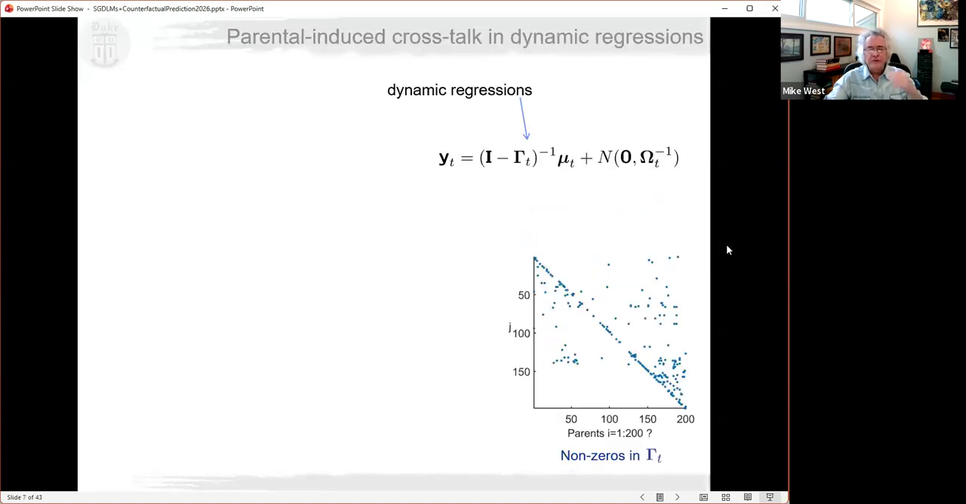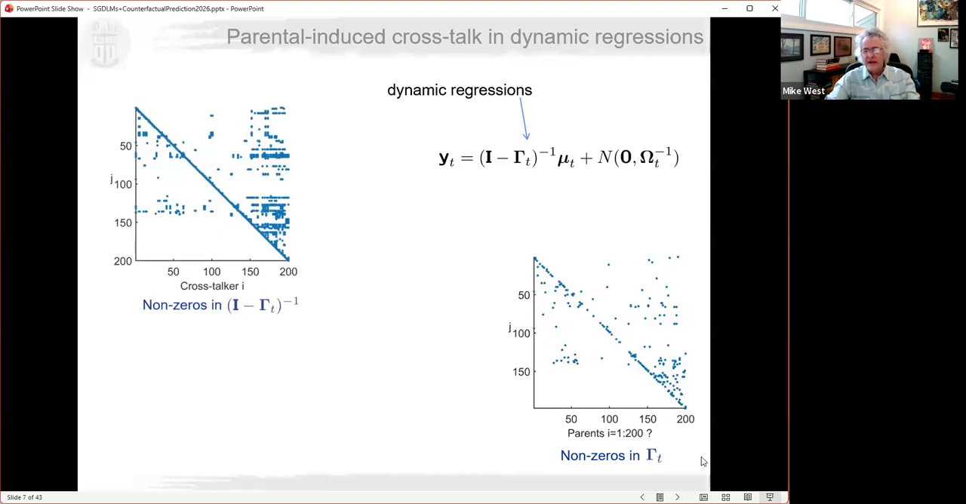I want to talk a bit about the structure of these models. So this is the reduced form. Let's look first at the implication. Remember this mu vector, element by element, it's series-specific regression prediction. And this I minus gamma inverse matrix mixes that up. It produces crosstalk in the prediction. So here's an example. The picture here is from a particular example of gamma in the bottom right. The implied inverse of I minus gamma looks like the top left. The blue is non-zero, the white is 0. It's always going to be very sparse relative to gamma, sometimes full.